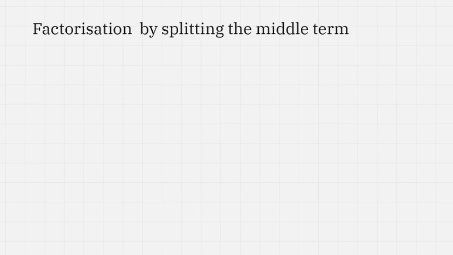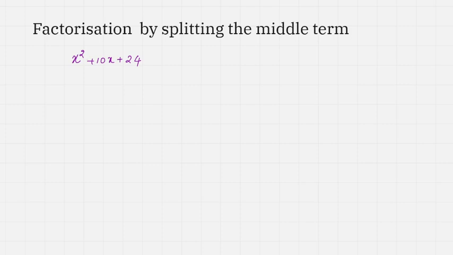Today, let's see the sums from factorization. We will be using the method of splitting the middle term to find the factors. Let's see the sum x square plus 10x plus 24. So this is a trinomial and the degree of this trinomial is 2. So how will you factorize this one?